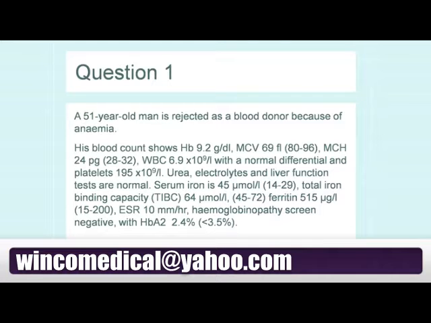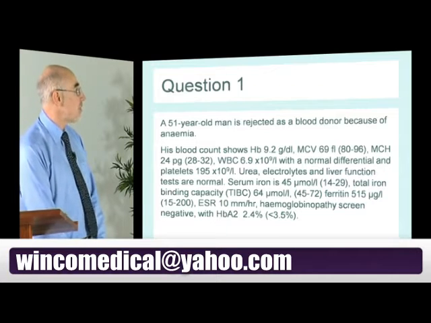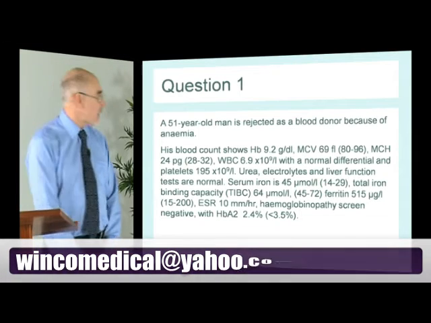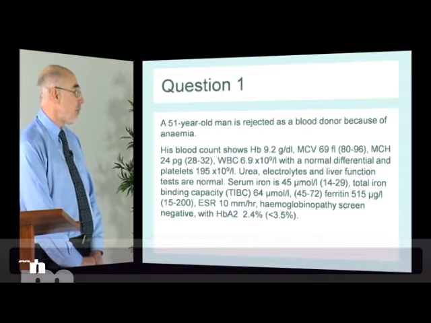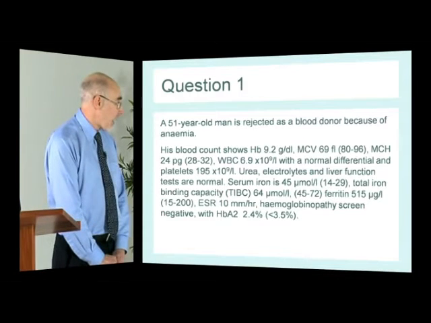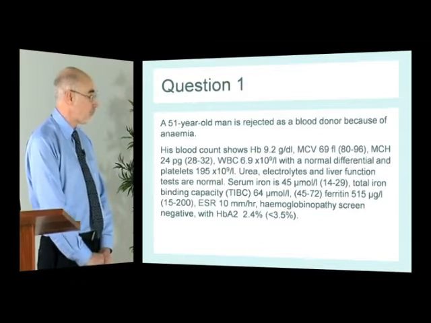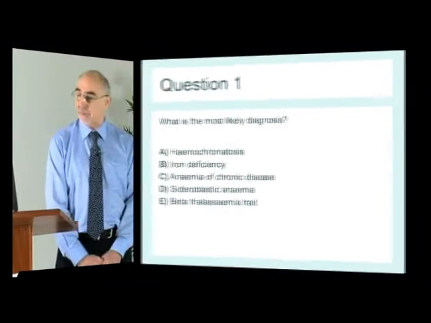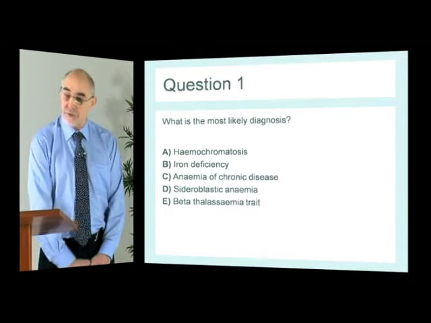His serum iron is elevated, his TIBC is normal, and his serum ferritin is elevated. He has a normal ESR of 10 millimeters per hour, and his hemoglobinopathy screen and hemoglobin A2 level are in the normal range. The questions relating to this stem: what is the most likely diagnosis? And I'll let you read and consider those.